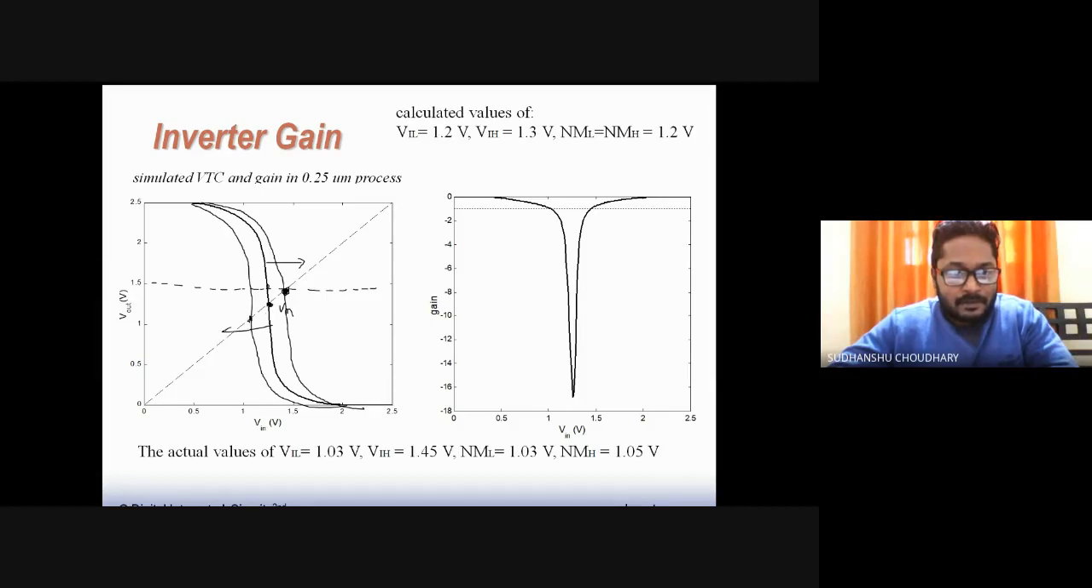That means I am trying to make my NMOS strong, that is NMOS wide. So the WP by WN ratio is now smaller in this case, when my VTC is shifted towards the left, that is when my VM is brought down towards the ground. Similarly, when my VM is brought up towards the VDD, then my VTC is shifted towards the right, and my PMOS width has to be increased for this effect.